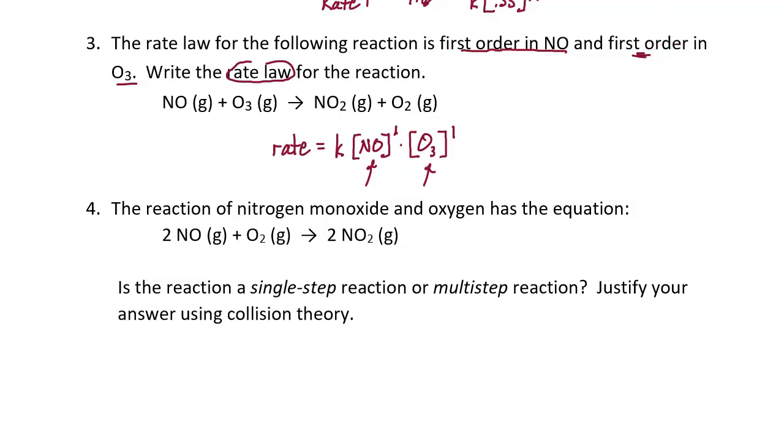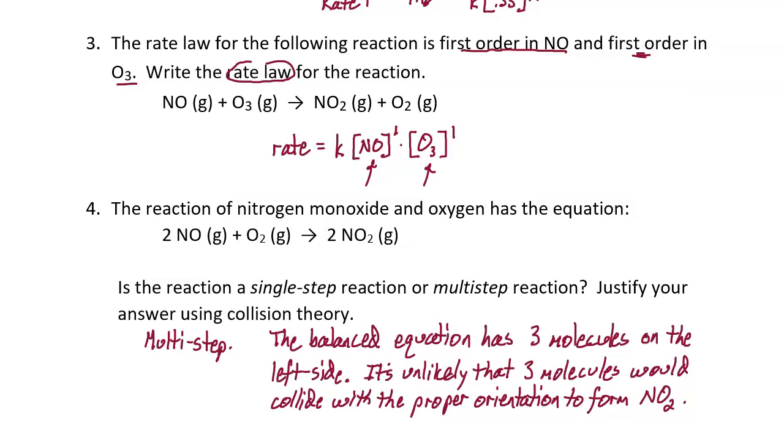Next, number 4. The reaction of nitrogen monoxide and oxygen has the equation 2NO plus O2 produces 2NO2. Is this reaction a single step or a multi-step reaction? I think it's multi-step. And here's the reason. In this balanced equation, we see that there are 2 molecules of this and 1 molecule of this that collide together to produce 2 molecules of this.